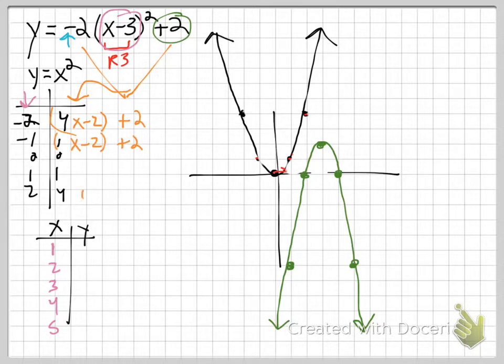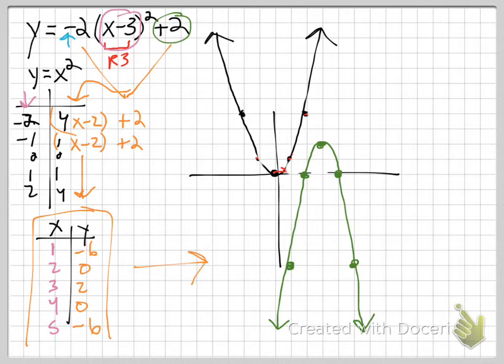I'm going to do that all the way down. And so 4 times -2 is -8, plus 2 is -6. And 1 times -2 is -2, plus 2 is 0. 0 times -2 is 0, plus 2 is 2. And then 1 again, so 0, and then 4 again, so -6. So hopefully these are the ordered pairs of my points over there. Let's check. 1, -6, 2, 0, 3, 2, 4, 0, 5, -6. And we have liftoff. That's the way I prefer.